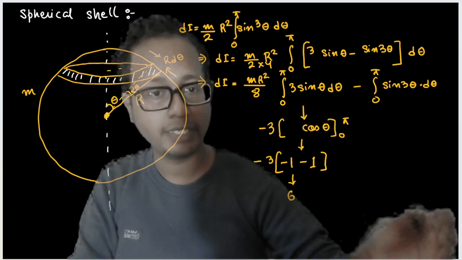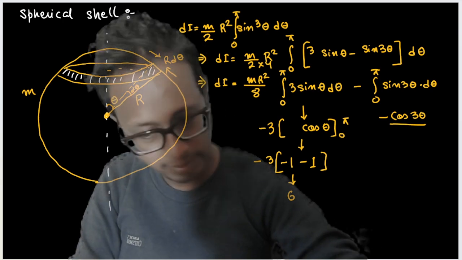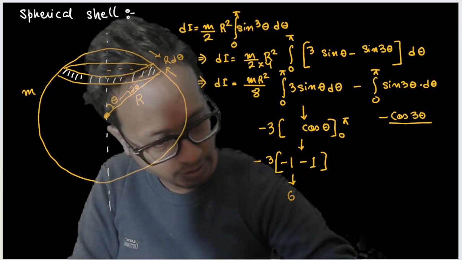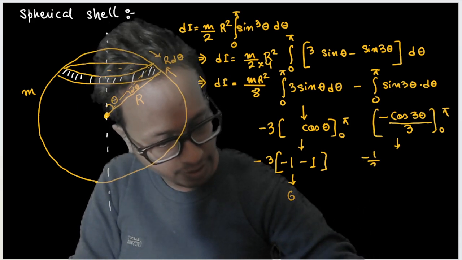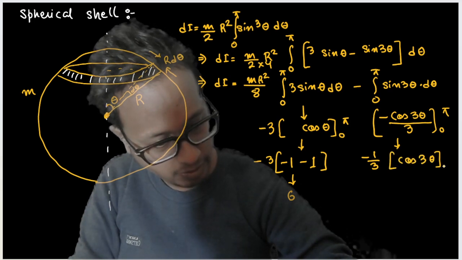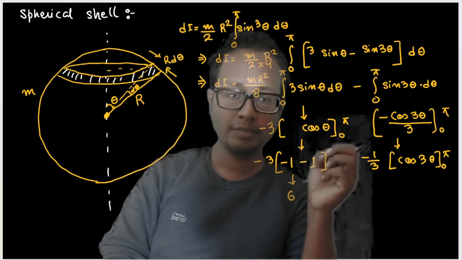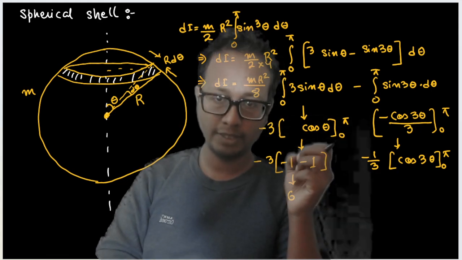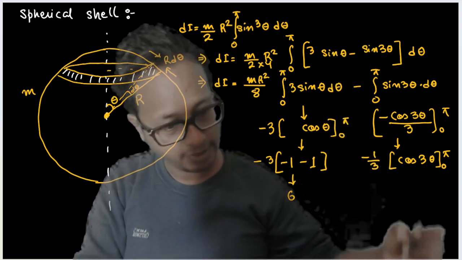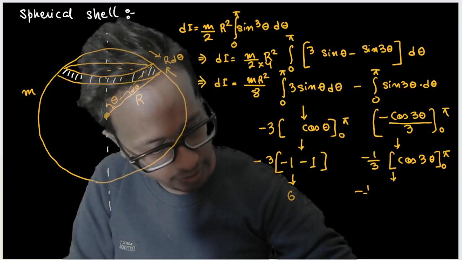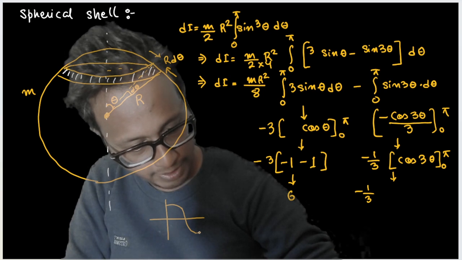Fair and fine. Out here, if I integrate sin 3θ dθ, it is nothing but -cos 3θ/3 from 0 to π. Similarly, if I take out the constant outside, -1/3 cos 3θ from 0 to π. So if you put the value of π in the value of θ, it will be cos 3π. Cos 3π is nothing but -1, isn't it? So -1/3, okay? Let me check.